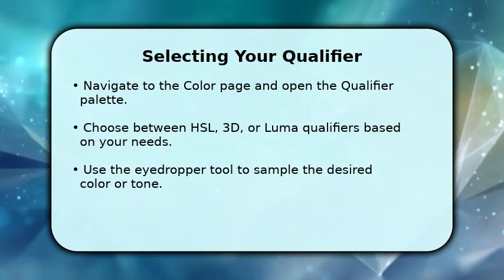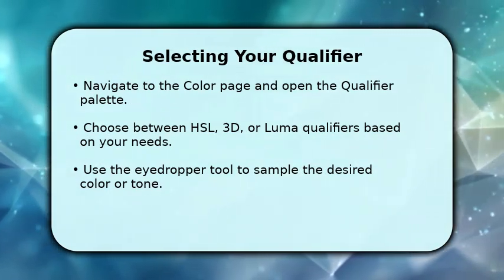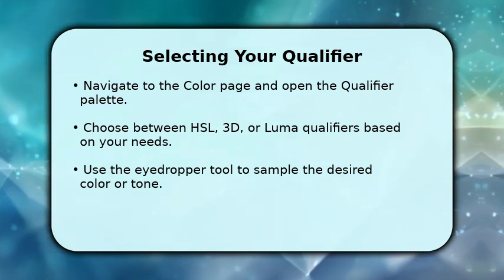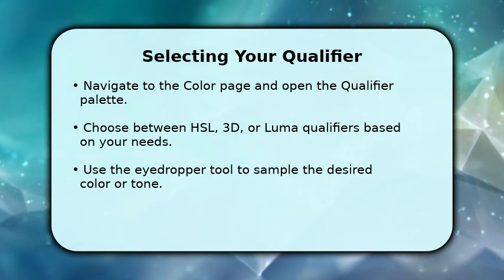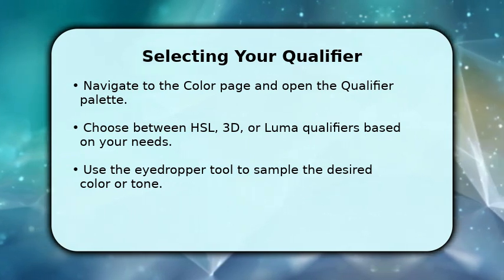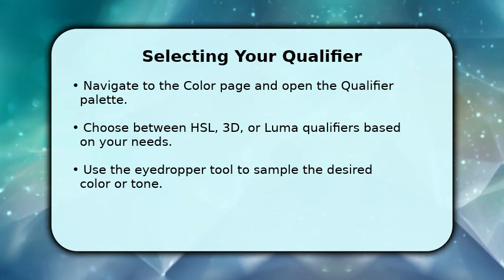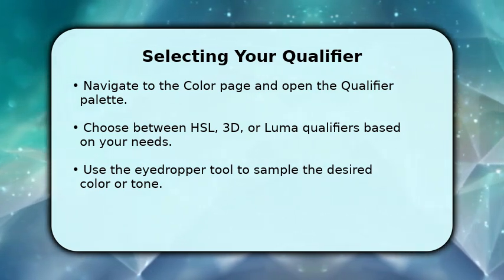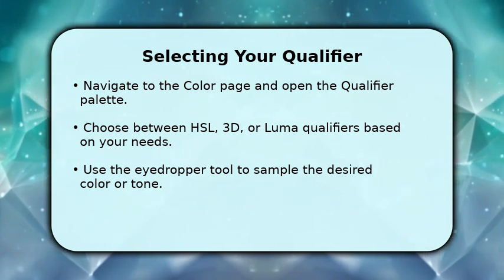To begin, head over to the color page in DaVinci Resolve and locate the qualifier palette. Here, you'll find three main types: HSL for hue, saturation, and luminance, 3D for more complex color spaces, and Luma for brightness. For most tasks, the HSL qualifier is an excellent starting point. Simply grab the eyedropper tool and click on the specific color or tone you wish to isolate in your image.